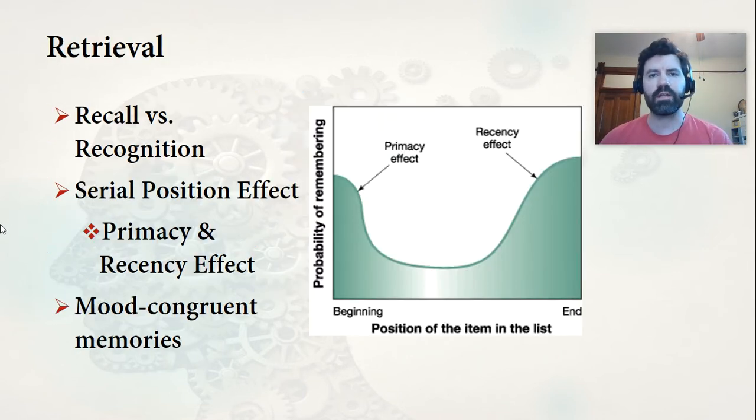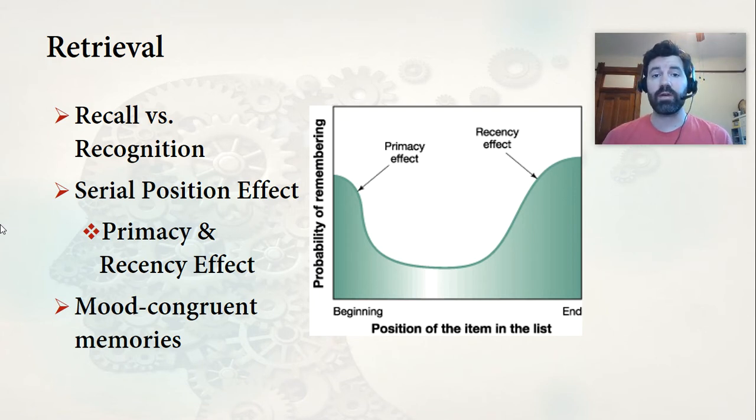So let's say that we've got that information into long-term memory, and now we've got to try to get it back out. Well, retrieval is just the fancy word for remembering, and there are a couple of different types of retrieval. We have what's called recall, and recall is plucking it out of thin air. It's like an essay question where you don't have a lot to pull from.